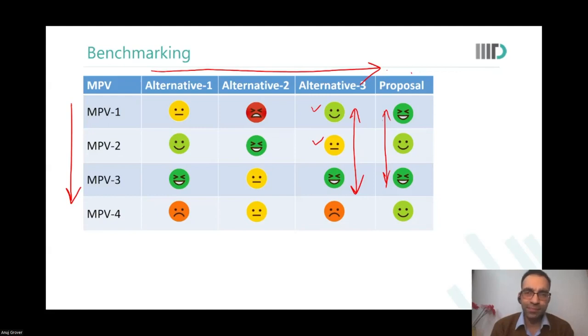So first we have identified the MPVs that we would like to work on. There we have some proposal for it. Then we researched in the market that there are some alternatives that, beside our proposal, are already present, and how much they are fulfilling these MPVs. So red face here means they are not fulfilling these MPVs, and smiley face means they are fulfilling these MPVs. And so we are creating a table sort of, so that we can compare how our proposal will perform as compared to the already present alternatives.